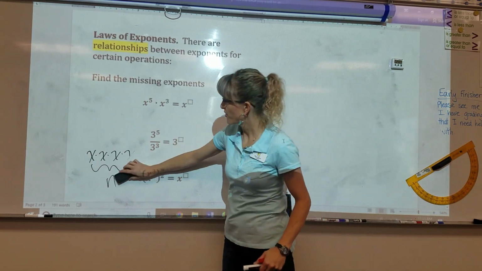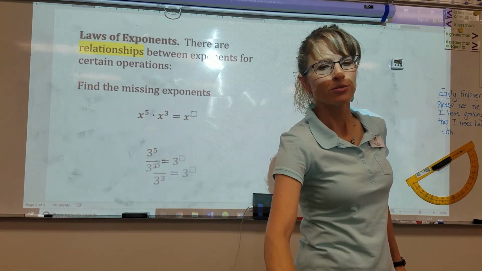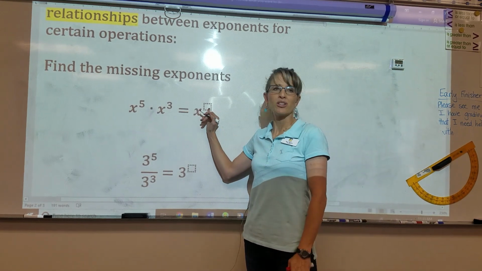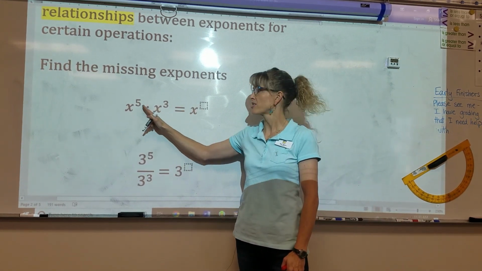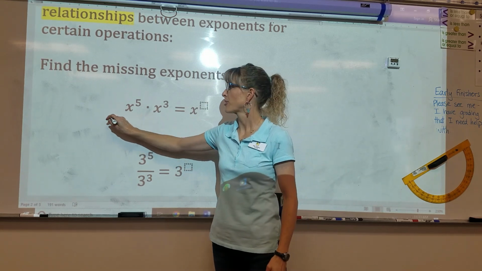We've got x to the 5th times x cubed. If the base is the same, there's a rule of how to figure out what the exponent is. I'm just going to make it bigger, a little easier to see. So I'm going to multiply x to the 5th times x cubed. Let's say I can't remember the rule. Eventually you'll memorize it, but if I can't remember, let's figure it out.